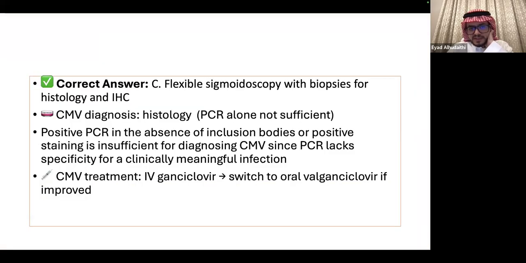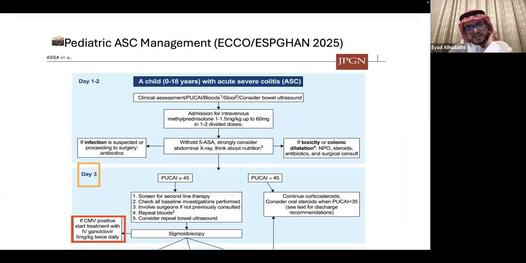And for CMV diagnosis, the PCR alone is not sufficient. Positive PCR in the absence of inclusion bodies or positive staining is insufficient for diagnosis of CMV, since PCR lacks specificity for a clinically meaningful infection. CMV treatment is IV ganciclovir. You can switch to oral valganciclovir if improved.